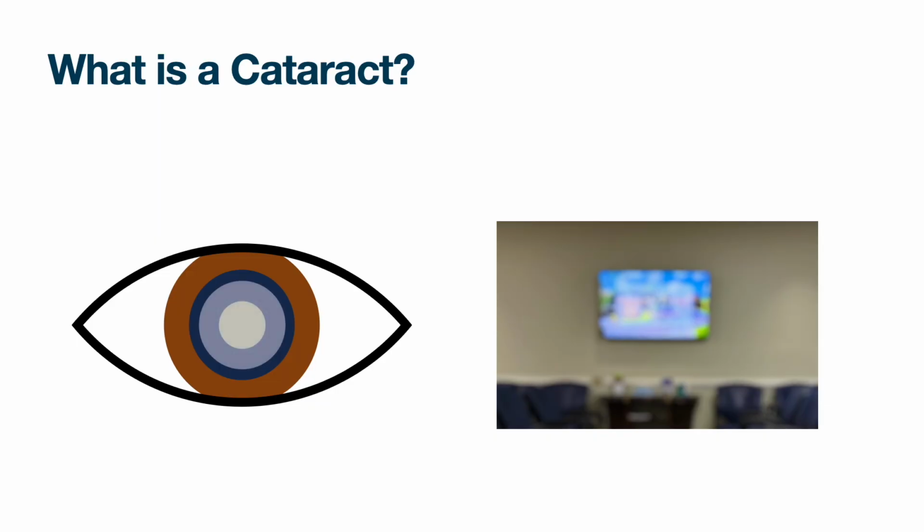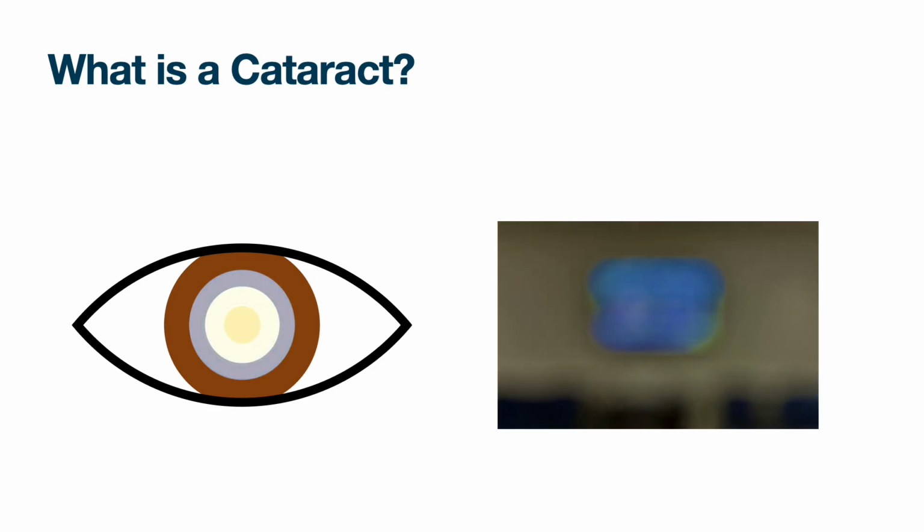However, as it slowly progresses, usually over the course of months, years, or decades, then that pupil becomes more and more cloudy, resulting in blurrier vision. In its final stages, the pupil can become so cloudy that light cannot pass through it, and this results in a loss of functional vision.